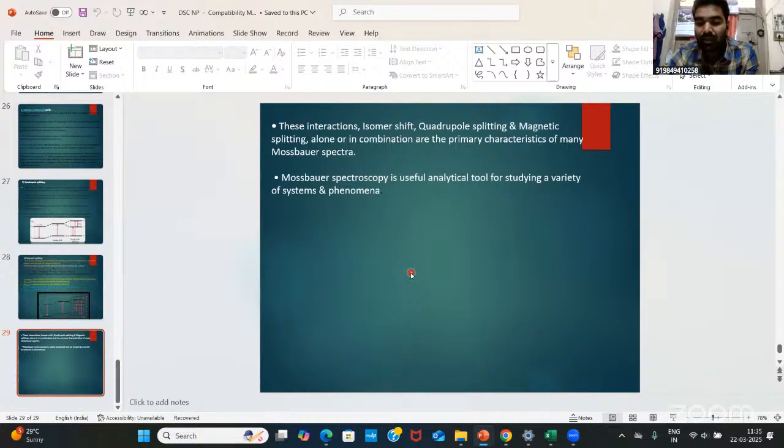So Mössbauer spectroscopy uses gamma ray absorption to probe the local electronic environment of nuclei, providing information about the chemical structure and magnetic properties of materials. These are the applications of Mössbauer spectroscopy. We will also examine the valence states of iron, which is found in nature as Fe0, Fe2 plus, Fe3 plus. So we'll study the valence states of iron. This is about today.